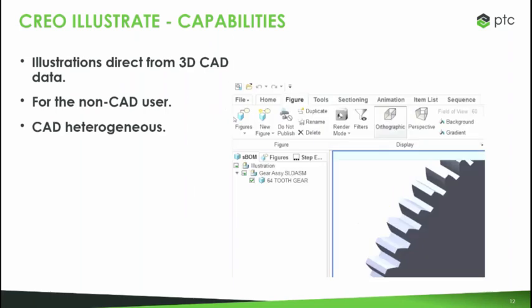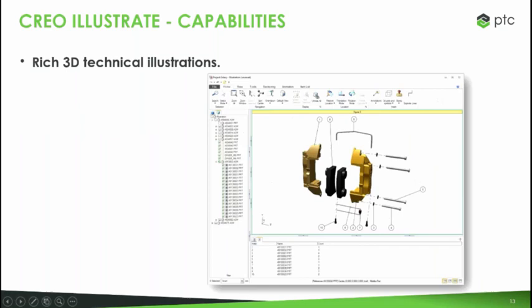It's also CAD heterogeneous, so it doesn't care if you're getting your 3D models from Creo, from a product view file, a step file, or any other third-party CAD tool. It's going to allow you and your illustrators to work with any of them. Creo Illustrate's going to allow you to make rich 3D technical illustrations in a lot of different formats.